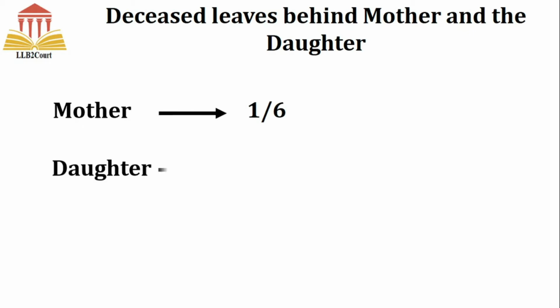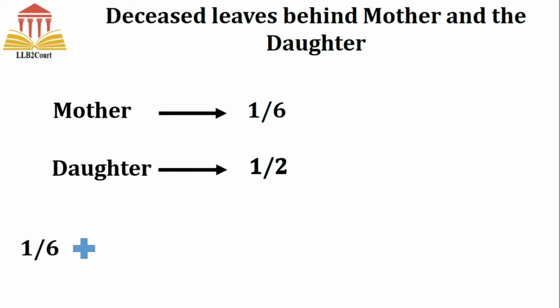The deceased leaves behind a mother and a daughter. The mother's share is 1 by 6 because of the daughter, and the daughter's share is 1 by 2 because there is no son. I have made one video on sharers, residuaries and all these things. Please do visit over there to get an idea. Now what we need to do is reduce it to the common denominator.